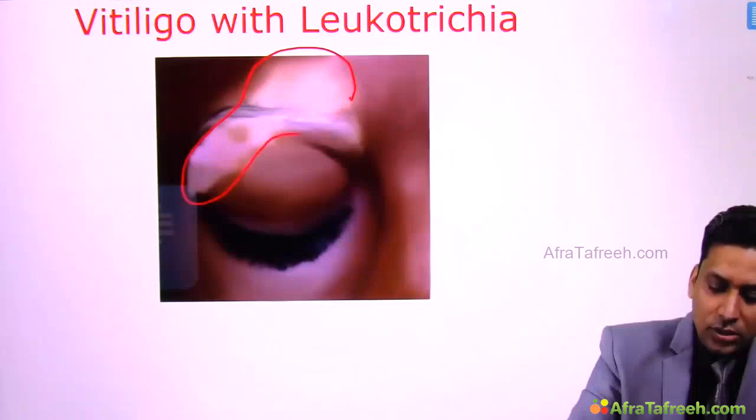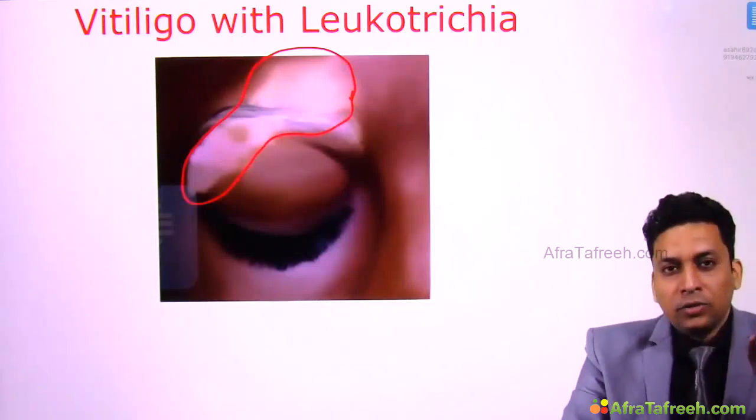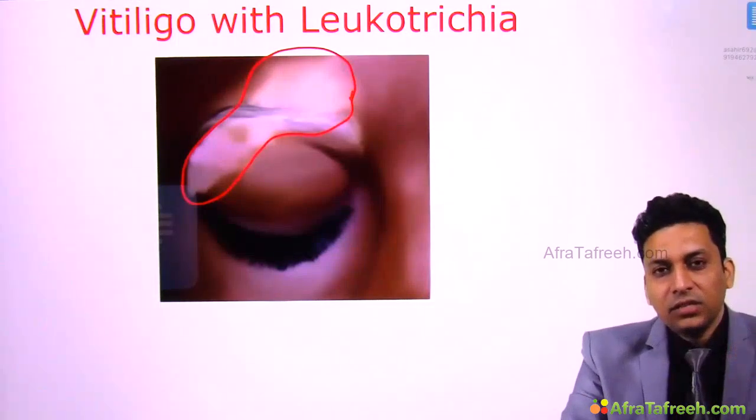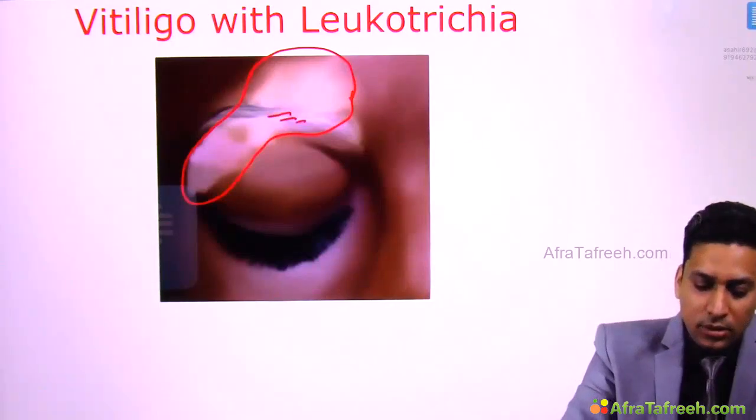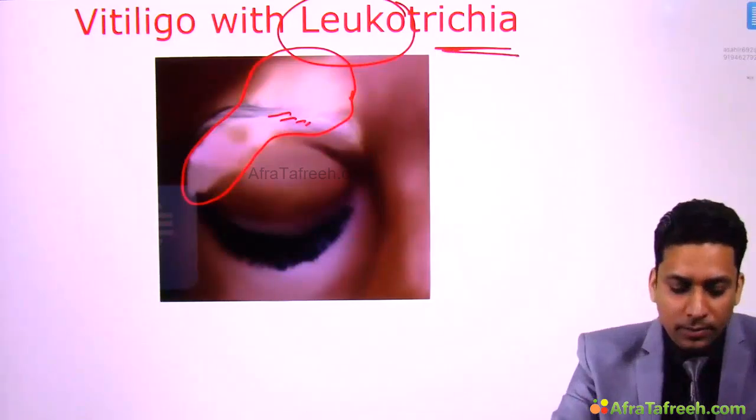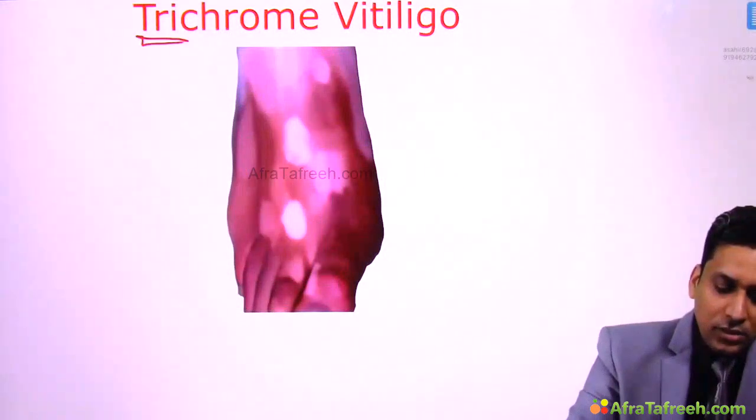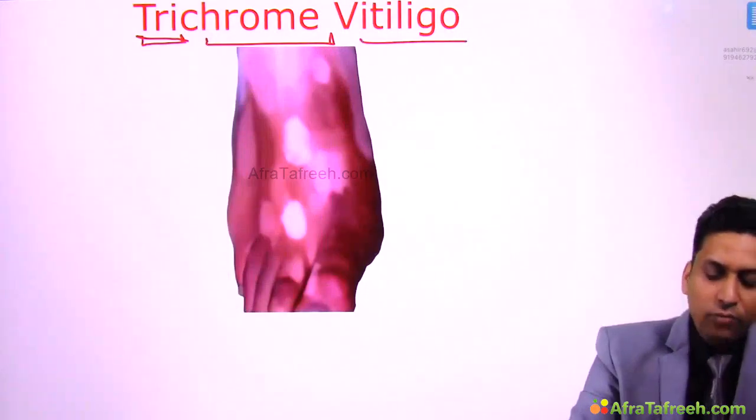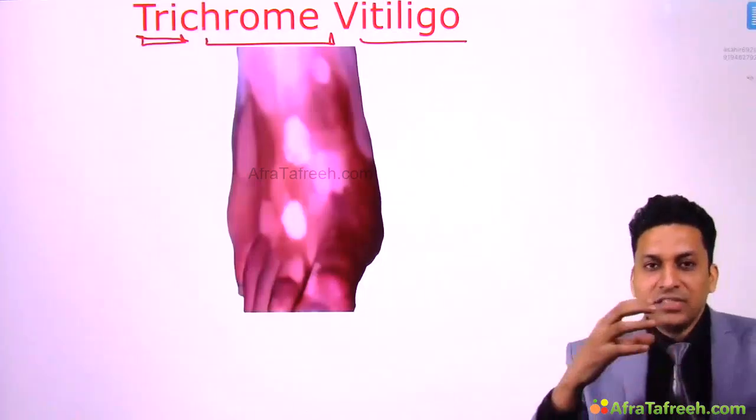Sometimes these lesions, not only the skin but the hair follicles also get depigmented. This is known as leukotrichia, and this is one of the poor prognostic markers. Sometimes the term trichrome vitiligo is used. Trichrome generally occurs when we start treatment.